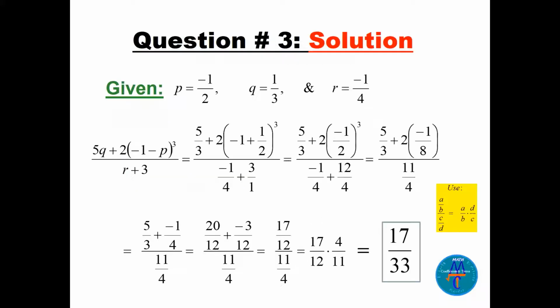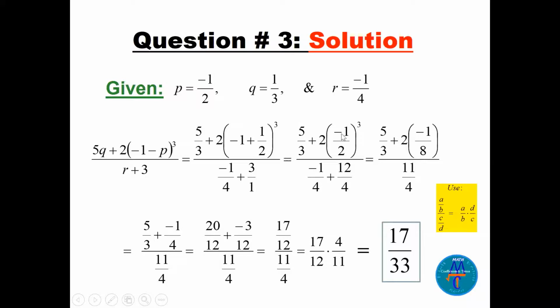Let's see the answer, 17 over 33. I hope you get the correct answer. Now you have to go slowly and easily on the numbers. 5q, see? 5 times the q. The q is 1/3. When you multiply by 5, it's 5 over 3 only, because you multiply the numerator by numerator. Plus 2, so we write the 2 here. Minus 1 plus the p. P is minus half, with the minus becomes plus half. Minus 1 plus half is minus half.